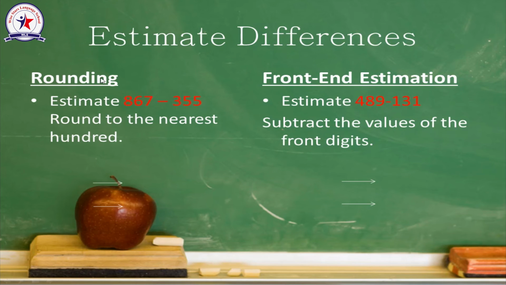What is the difference between rounding and front-end estimation? Here, estimate 867 minus 355. Round to the nearest hundreds. And here, front-end estimation, estimate 489 minus 131. Subtract the values of the front digits.